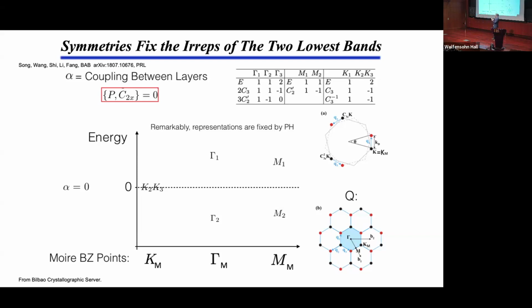Now, what this method wouldn't tell you, this is just a pure representation method. It wouldn't tell you if gamma 2 is above gamma 1 and gamma 1 is below gamma 2. It wouldn't tell you the order. But it would tell you that these are the representations that you have at the gamma point. And these are the ones that you have at the endpoint. So now you know the band representations of these two flat bands per valley per spin at the high symmetry points in the Moiré Brillouin zone.